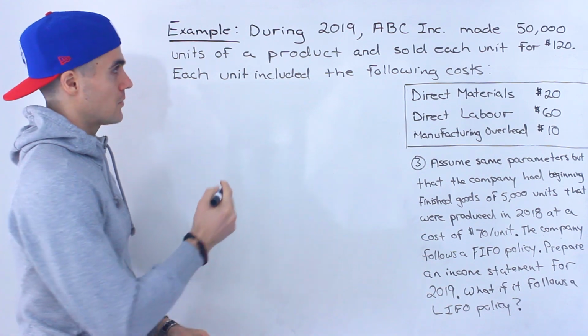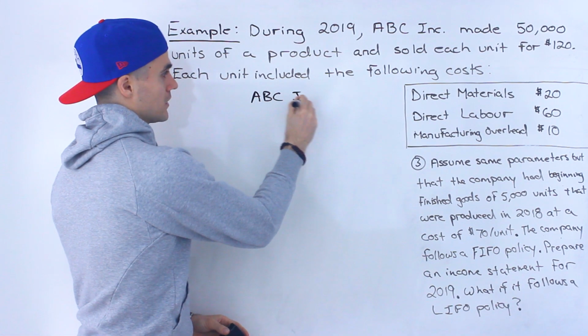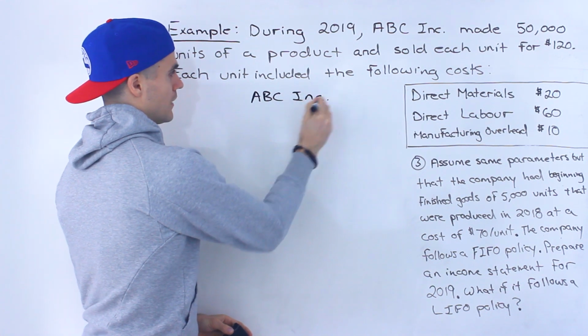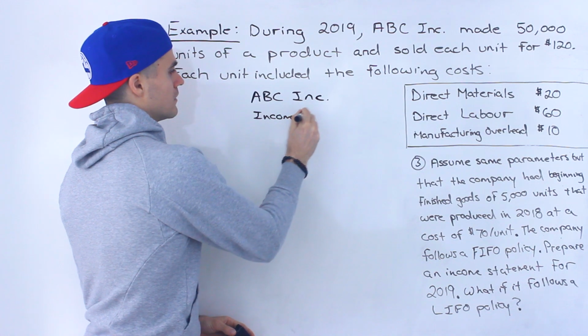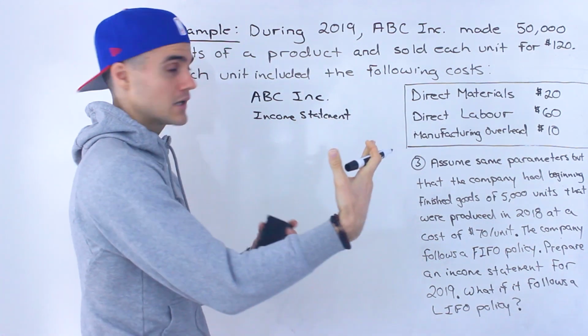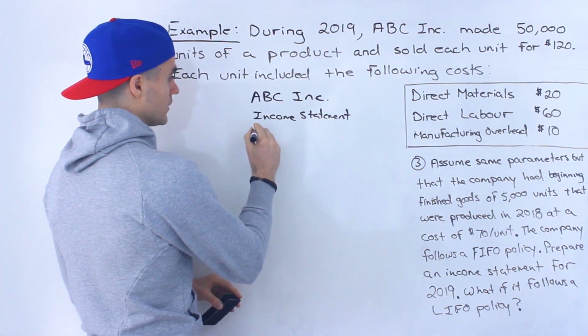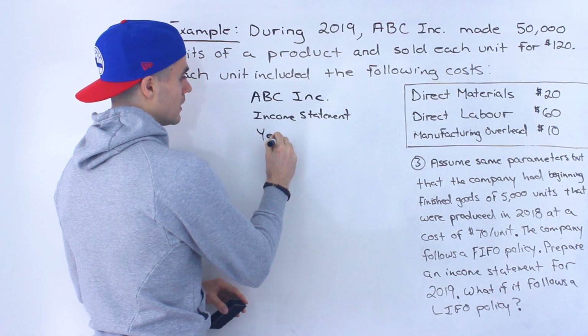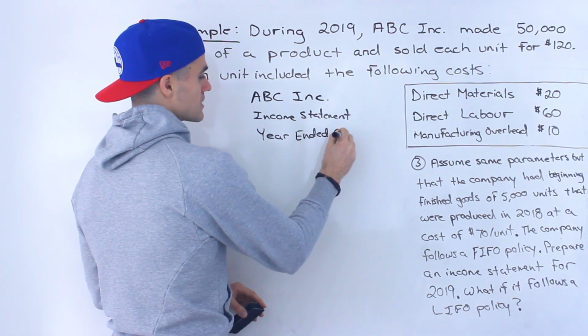And so to put in a proper format, we're going to have ABC Incorporated. So we'll have the title up here. Then we'll have the income statement. And remember, an income statement is for a period of time. So the period we're looking at is 2019, which is a whole year. So we'll say over here, year ended, or you could put for year 2019.